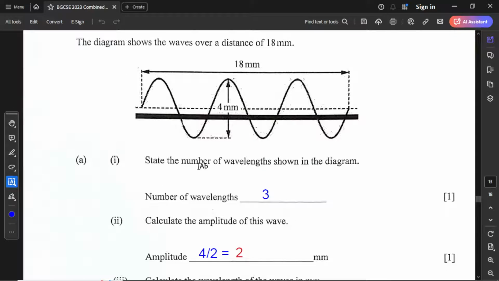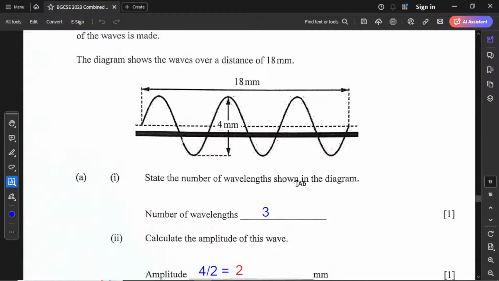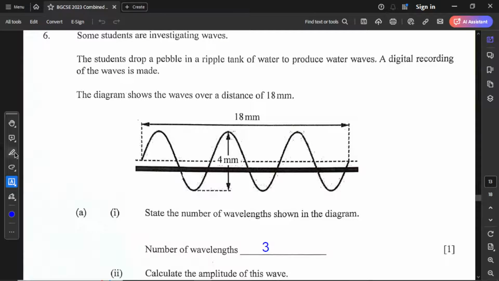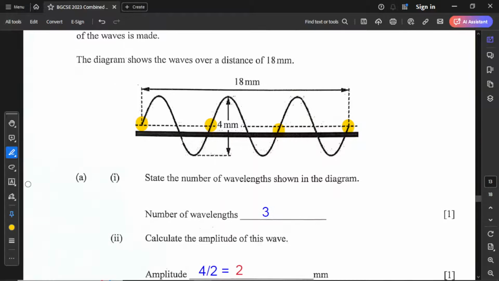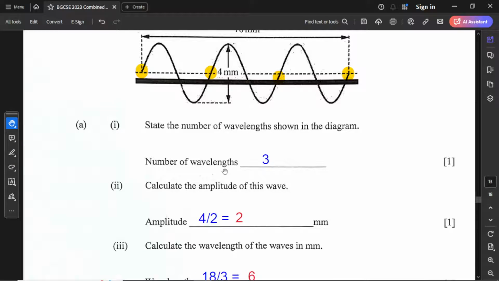All right, so for part A, it's to state the number of wavelengths shown in the diagram. I'm going to show you what a wavelength is. A wavelength is the distance between 2 consecutive points or 2 equal points on a wave. So if I start from right here and I stop right here, that's a wavelength. And if I start from where I just marked to right here, that's another wavelength. And if I start from there to here again, that's another wavelength. So there are 3 total wavelengths in this wave, okay? 3 of them. So the number of wavelengths will be 3.